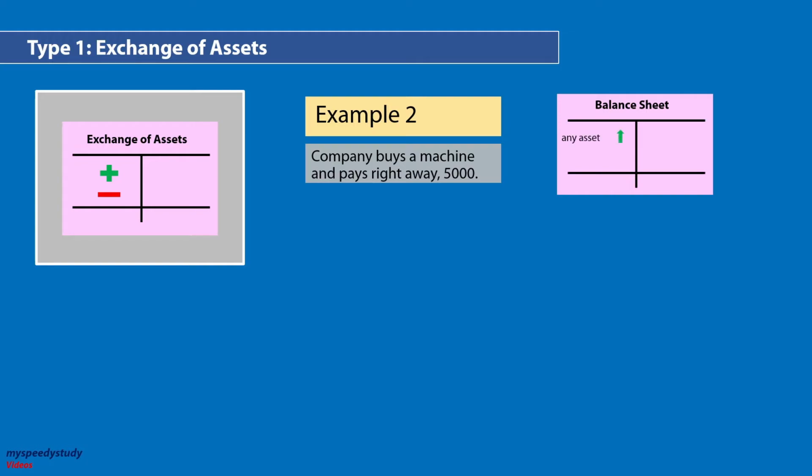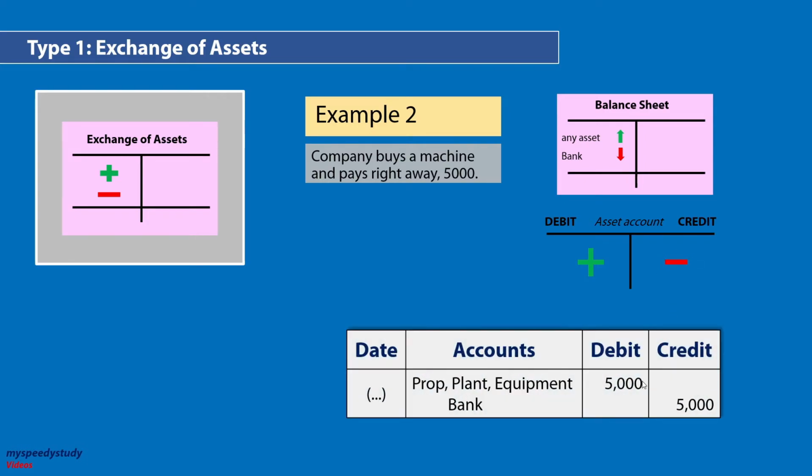The asset that increases is PPE, property, plant and equipment. So there we have a debit record. And the asset that decreases is bank. So there we have the credit record. Again, if we don't know, we remember for the asset accounts, anything that increases an asset account must be a debit. Anything that decreases an asset account must be a credit. So the journal entry reads, debit record, property, plant and equipment, 5,000. Credit record, bank, 5,000.